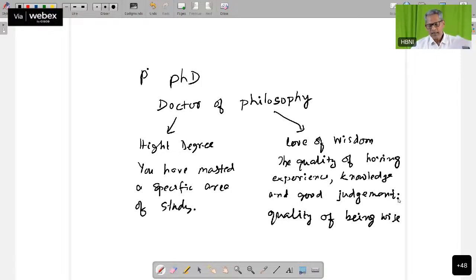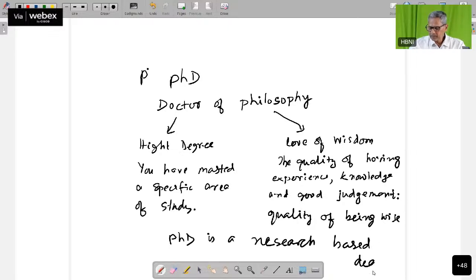But then, how is this PhD different from your graduate and undergraduate studies? Because PhD is a research-based degree. Whereas if you go to undergraduate, what do you do?